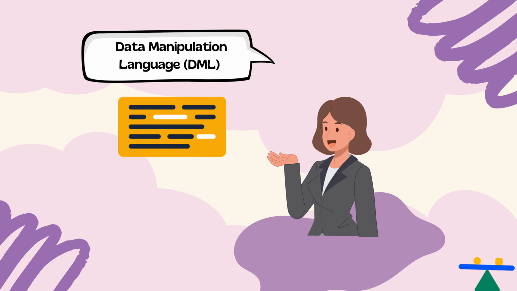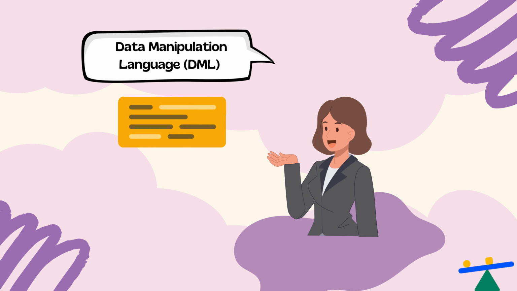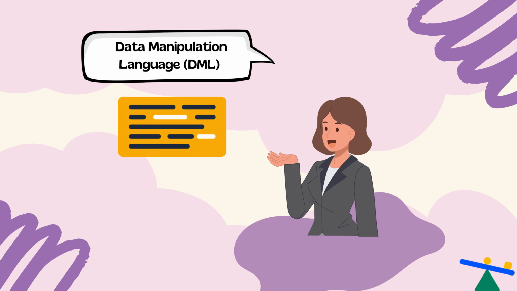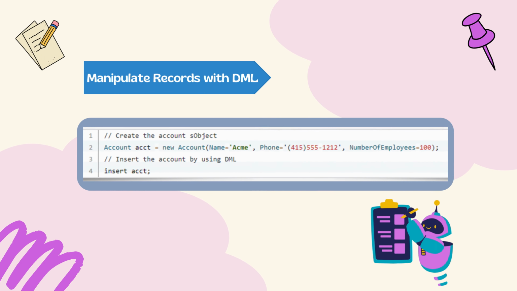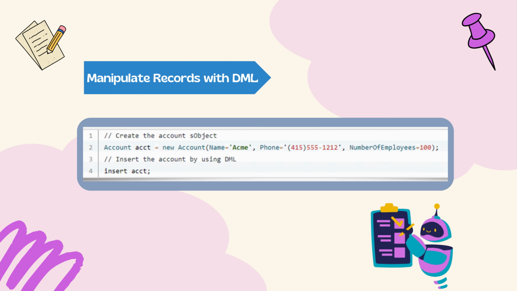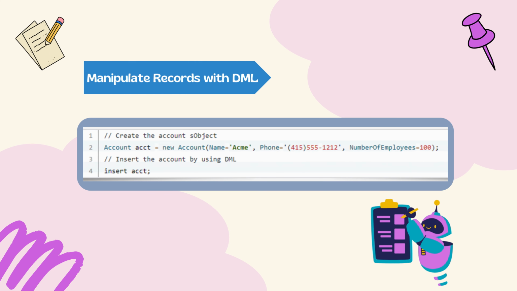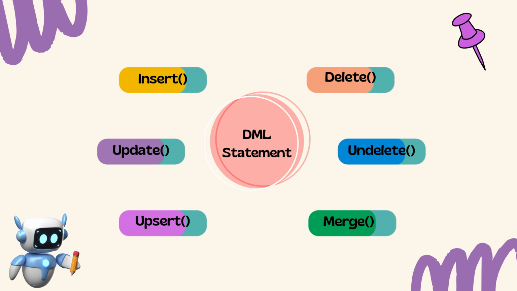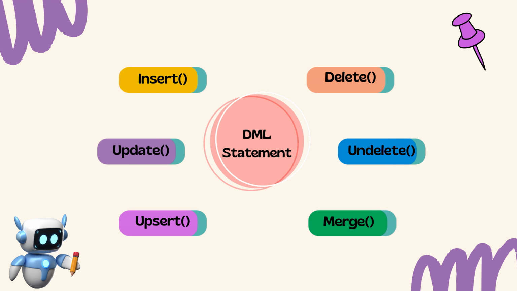DML provides a straightforward way to manage records in Salesforce. Unlike other programming languages, Apex DML gives you direct access to your data without additional setup. DML statements are the building blocks for manipulating records. We have familiar operations such as insert, update, delete, undelete, and merge. But Salesforce introduces a couple of unique statements, upsert and merge, which can be quite handy.